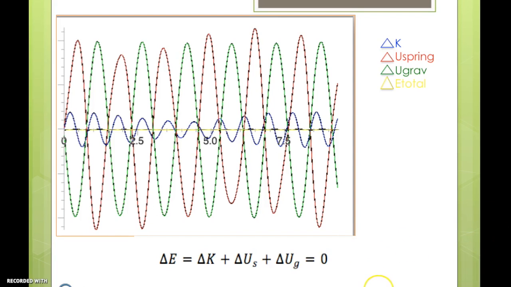As you can see from the graph, as the spring potential energy increases, the gravitational potential energy decreases, and vice versa, which makes the change in potential energy equal to 0. Because the kinetic energy has twice the period of the potential, it has no change in energy over the same amount of time. As the yellow line along the axis shows, there is no change in total energy, meaning that this model satisfies the energy principle shown here.